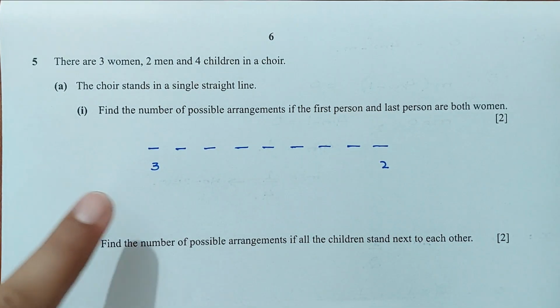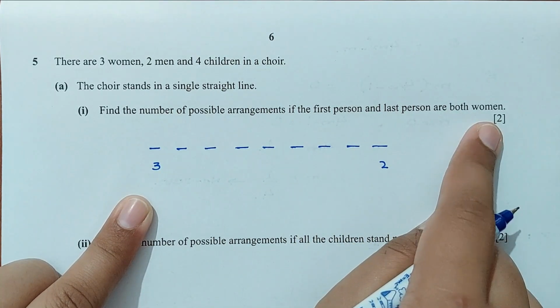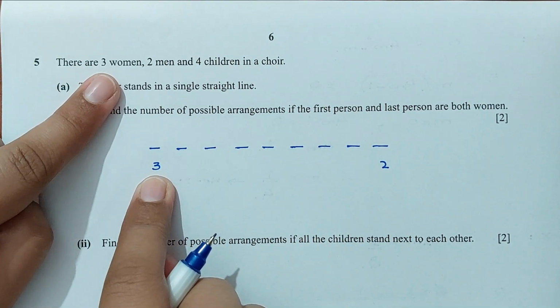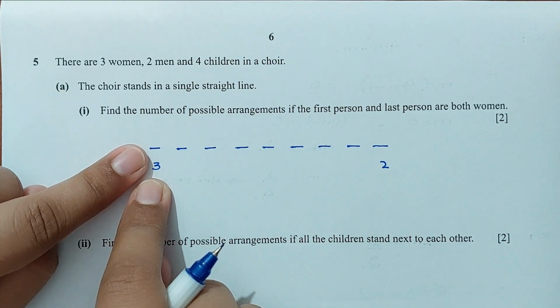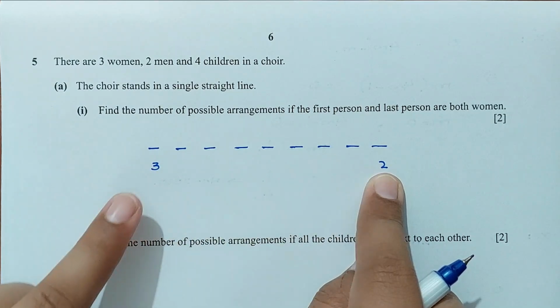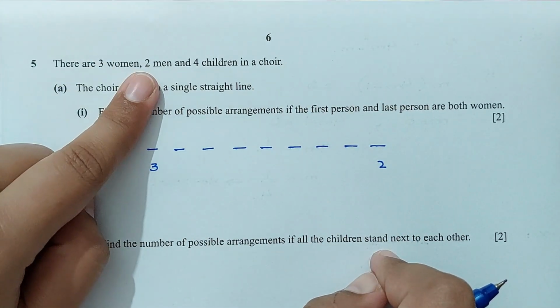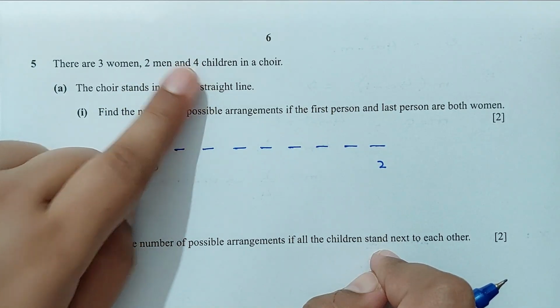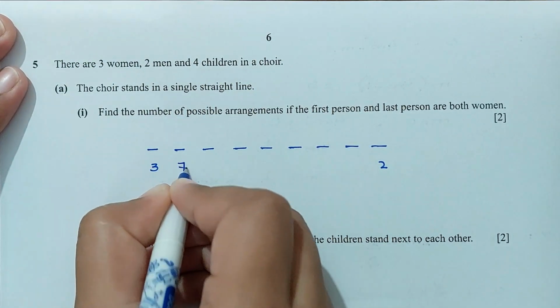Okay, so on the first place a woman is standing, so there are 3 women, so 1 woman stands over here. Now 2 women are left for the last position, right? So 1 woman over here, 1 woman over here. Now 1 woman is left, 2 men are left and 4 children are left. 4, 5, 6 and 7. So total 7 members are left.